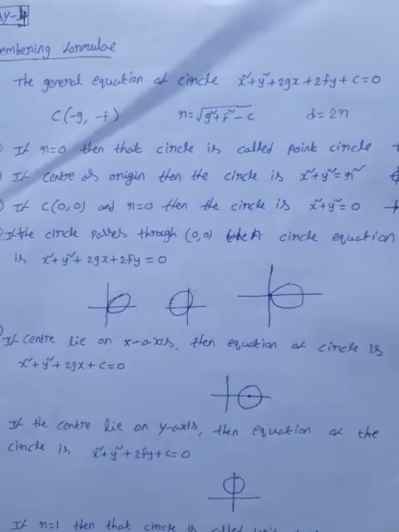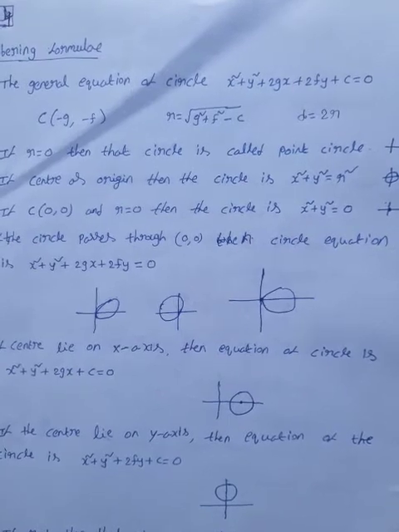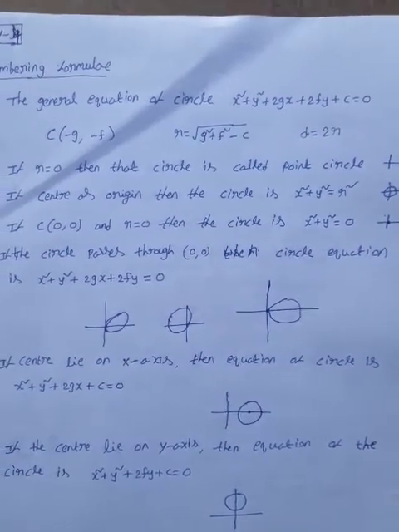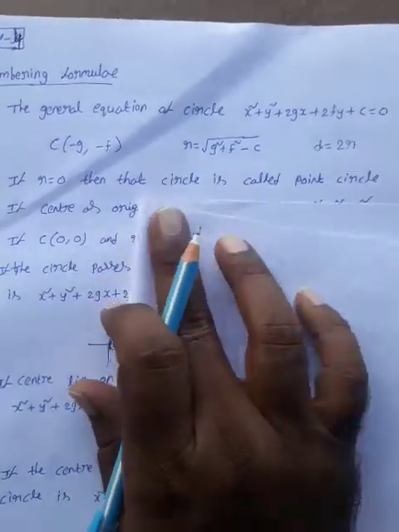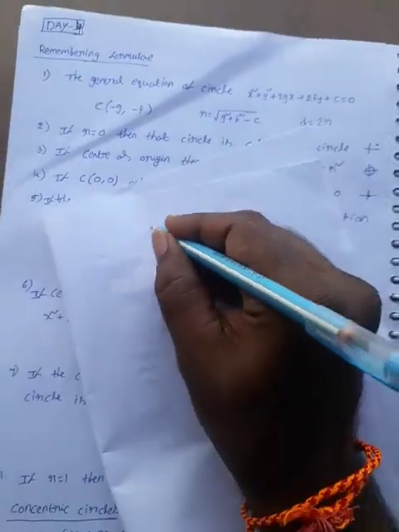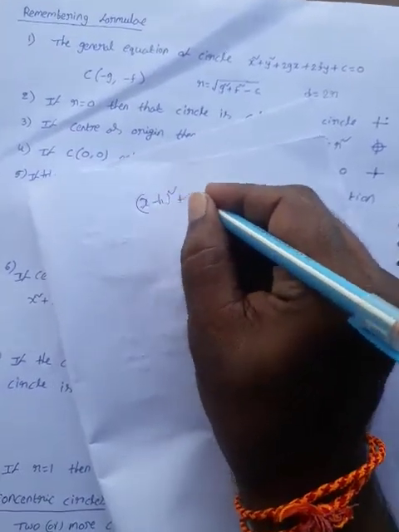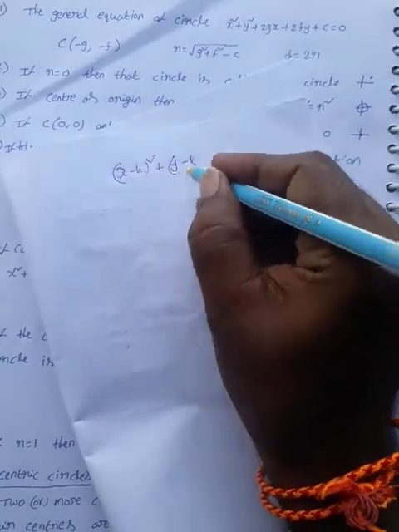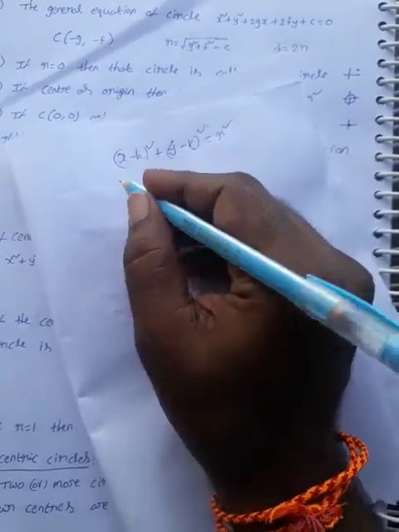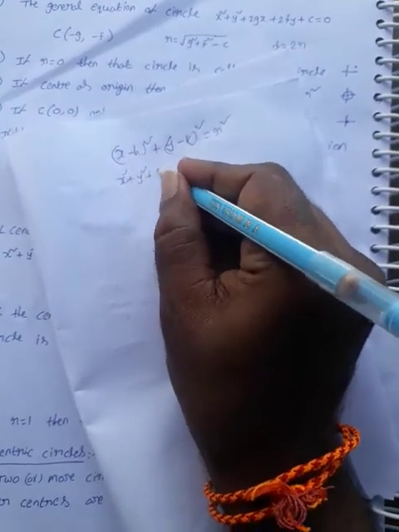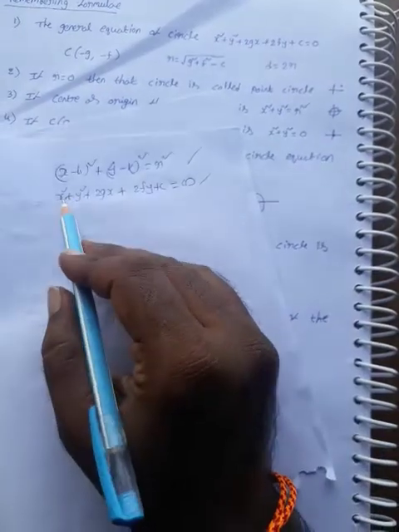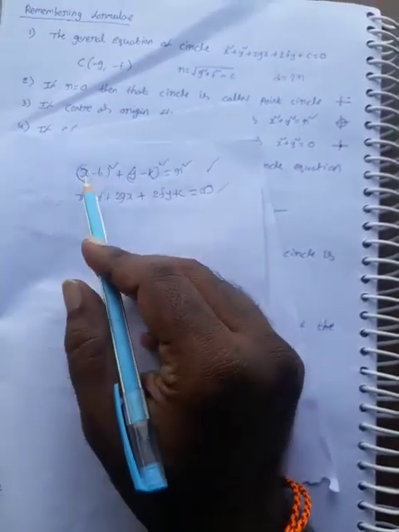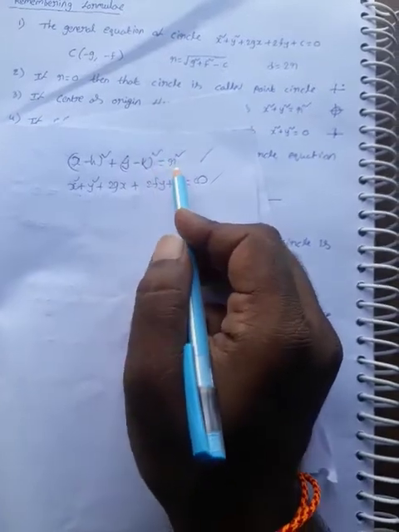First one is the general equation of the circle: x square plus y square plus 2gx plus 2fy plus c is equal to 0. In the last classes, we wrote the circle equation as x minus h whole square plus y minus k whole square equal to r square. But in this class we write the circle equation as x square plus y square plus 2gx plus 2fy plus c equal to 0. These two equations are the same. The first is the general equation of the circle, and the second is the circle equation with center h comma k and radius r.